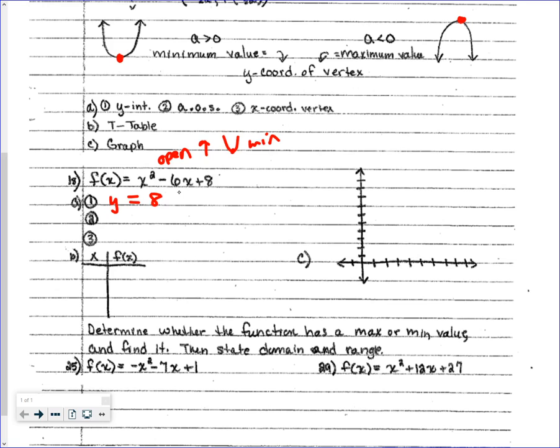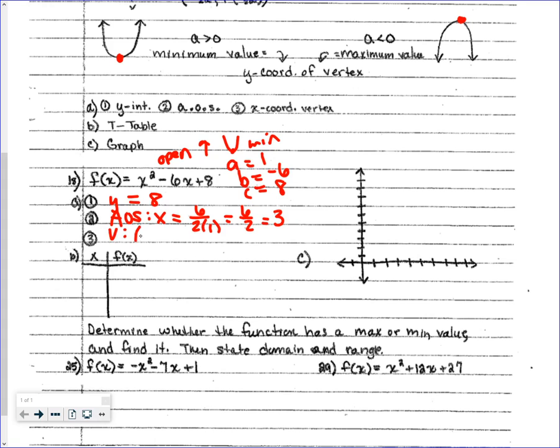Step 2 is where I'm going to find my AOS. It's going to be x equals negative b over 2a. What's a here? 1. What's b? Negative 6. What's c? 8. Yeah. So negative b is going to be positive 6 over 2a is just 2. So 6 over 2 is 3. So I literally just got x is 3. That says x equals 3.